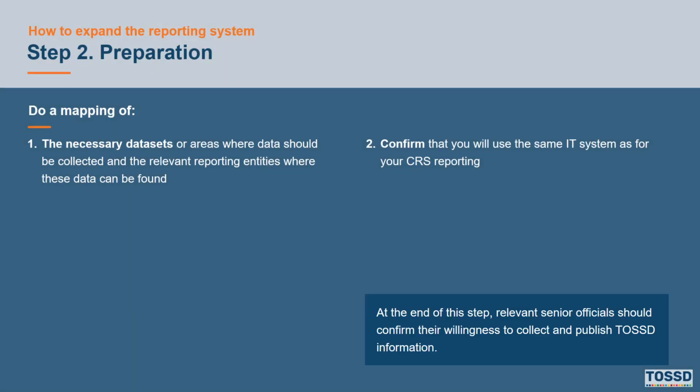In the second step, you can do a mapping of the necessary datasets or areas where data should be collected and the relevant reporting entities where this data can be found. You can also confirm that you will use the same IT system as for your CRS reporting.